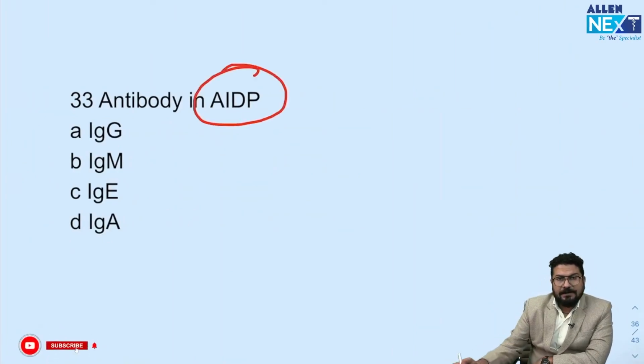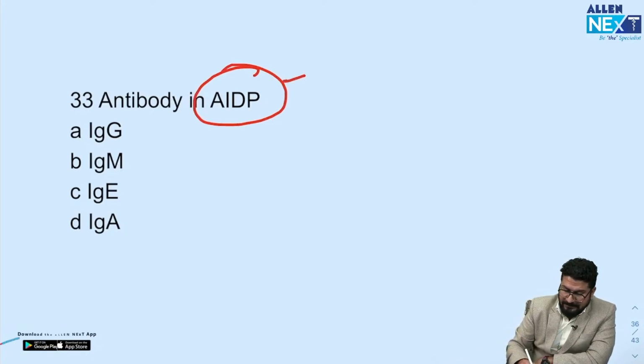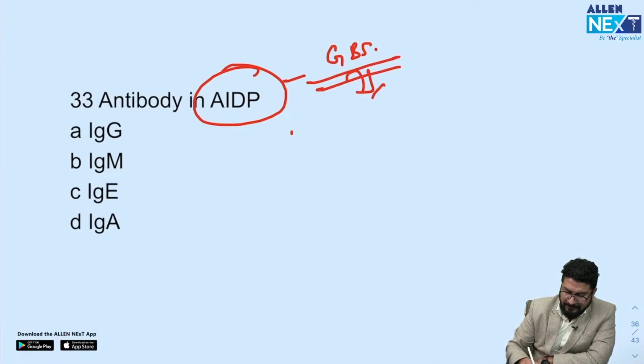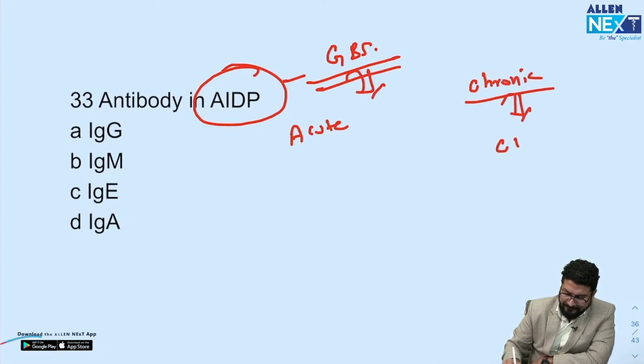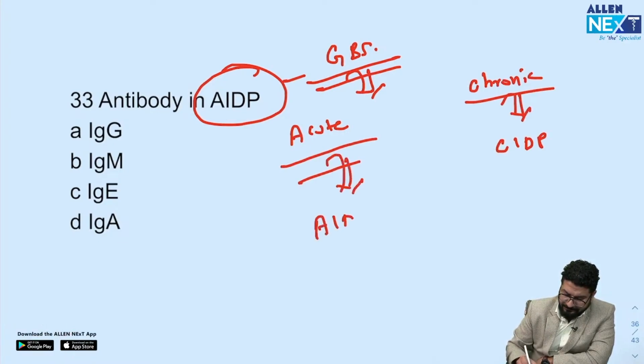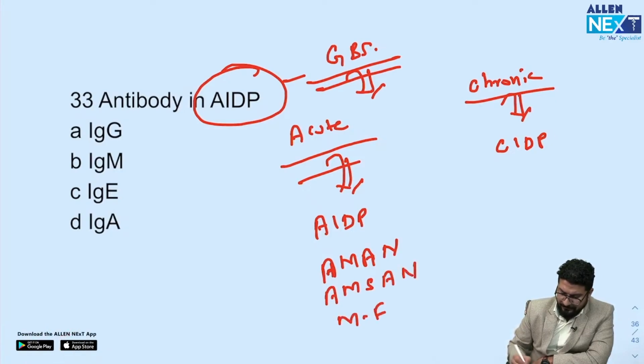AIDP is acute inflammatory demyelinating polyneuropathy. That is a variant of GBS, Guillain-Barré syndrome, which I told you about. In GBS there are two variants: an acute variant and a chronic variant. In chronic, we have CIDP. In acute, we have AIDP, AMAN, which means acute motor axonal neuropathy, AMSAN, acute motor sensory axonal neuropathy, and Miller-Fisher syndrome.